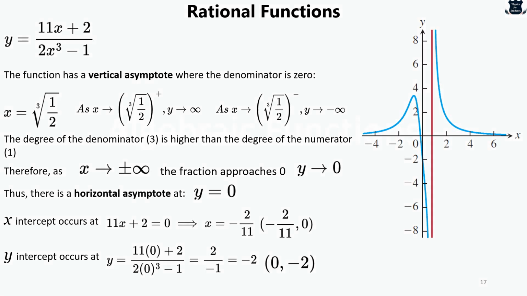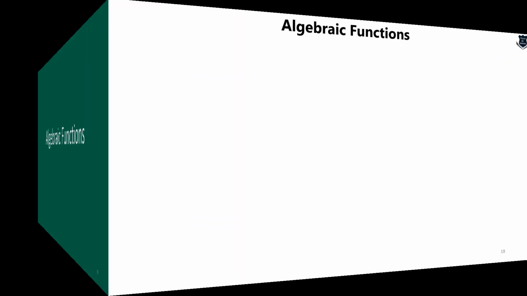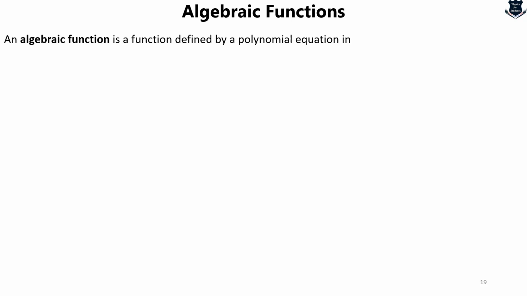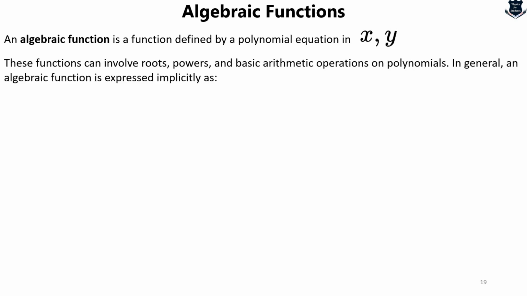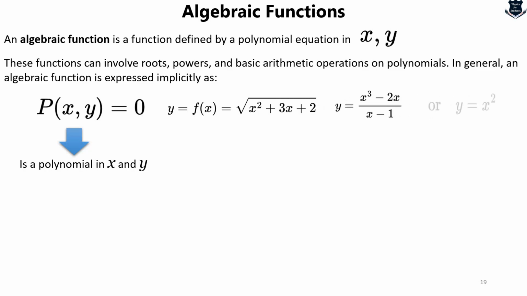We move on to the next type of function, which are called algebraic functions. And these are quite simple because they have a kind of formula. So an algebraic function is defined by a polynomial equation in x comma y. Now these functions can include roots, powers, and basic arithmetic operations as we do, and this takes the form of this, where this P of x, y is the polynomial in x and y. If I solve explicitly, this would lead to this and this and this. Now there are different types of algebraic functions, for example polynomial functions, etc.